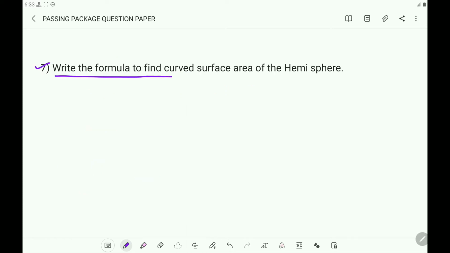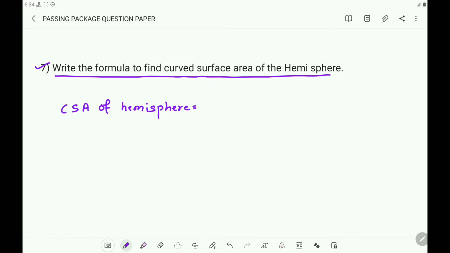Now you take the seventh question. Write the formula to find curved surface area of the hemisphere. You know that curved surface area of the hemisphere is half of the curved surface area of the sphere, that is half of 4 pi r square. Half of 4 pi r square is 2 pi r square. So write CSA, that means curved surface area of hemisphere.